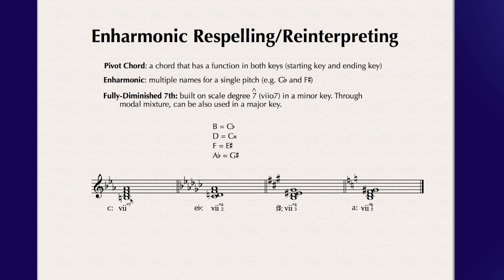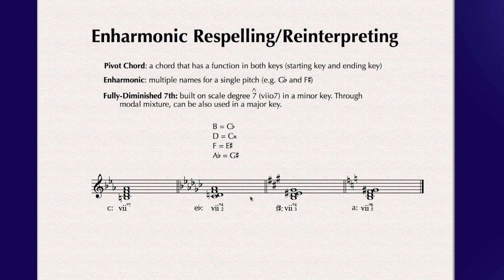And when I respell the B as a C flat, that is now the 7 fully diminished in the key of E flat. However, you'll notice that the inversion number has changed because when I respell that one note, the B is no longer in the chord, and so the D is the root of the chord, and the chord is spelled D, F, A flat, C flat.